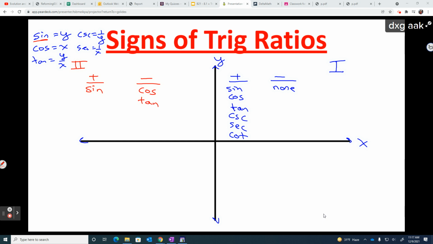Okay, and then each of them has a match, right? Sine matches with cosecant. If sine is positive, then cosecant would be positive too, right? Cosine matches with secant, so if cosine is negative, secant is negative. And if tan is negative, then cotangent is negative. So those 4 are negative, and sine and cosecant are positive.